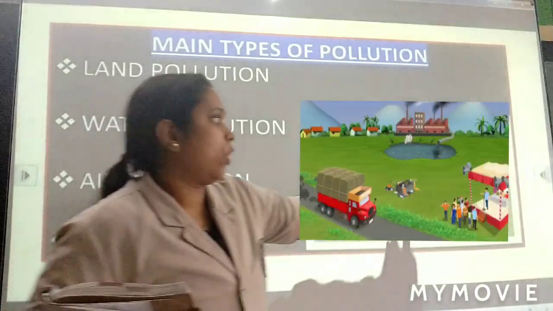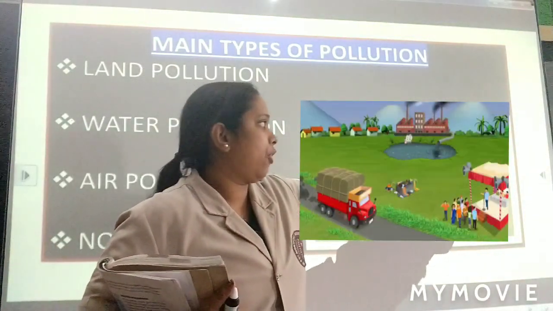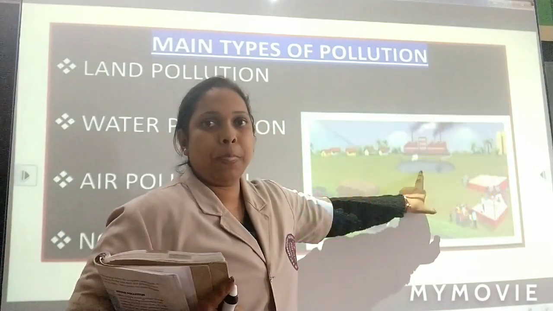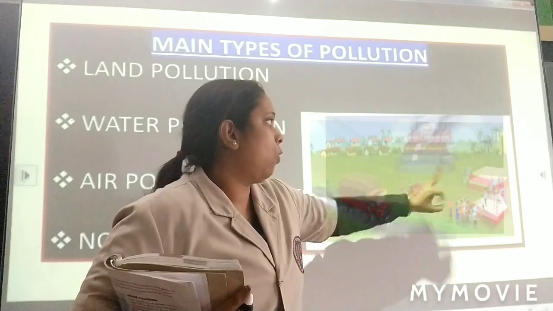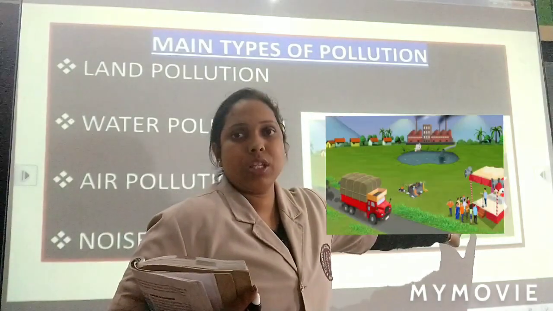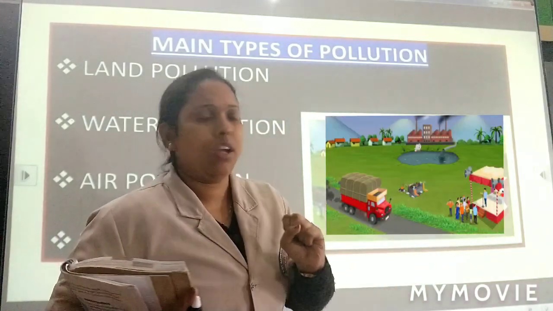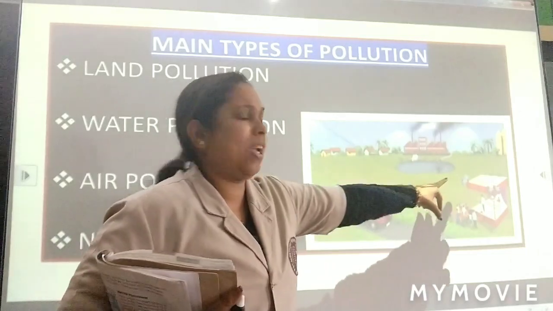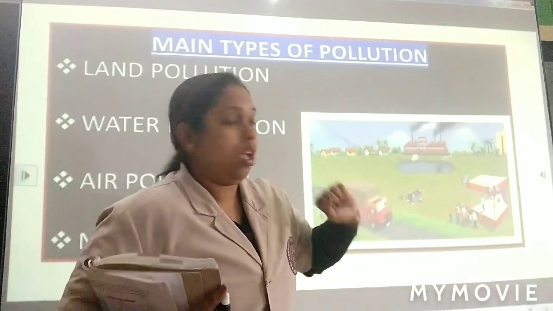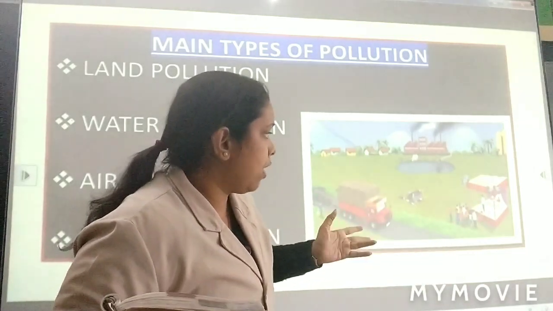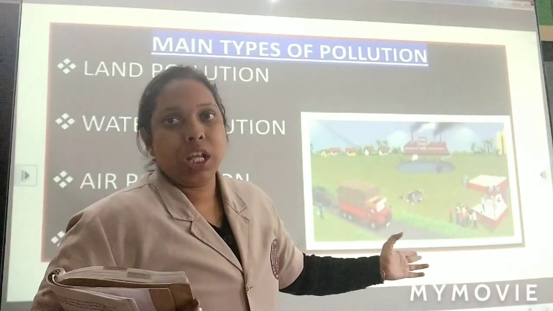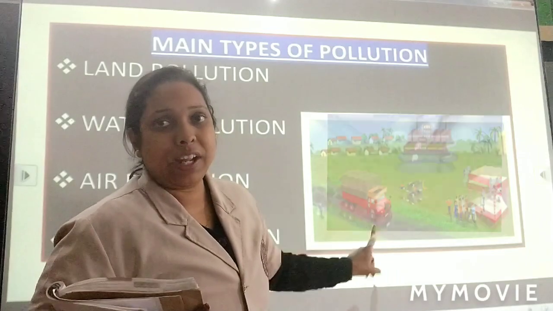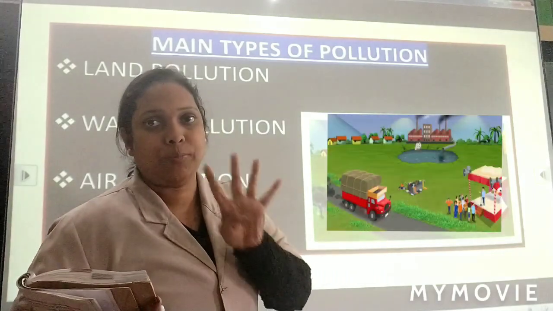Okay, you can see a water body, a factory is there, and factory waste is going inside it. Here you can see a person speaking on the mic and loudspeakers are there. What else? You can see garbage spilled all over the land. So, in this one single picture we can see 4 types of pollution.